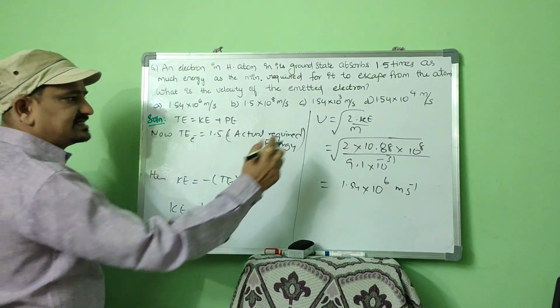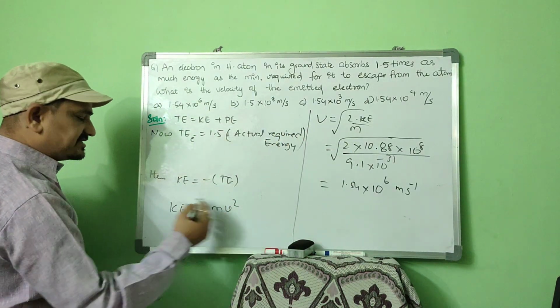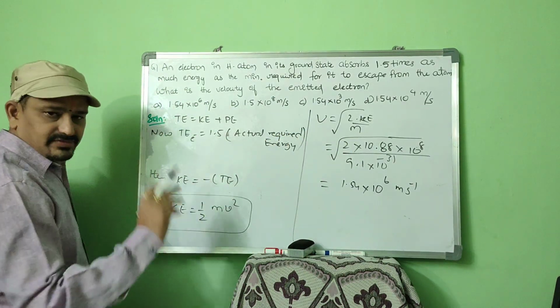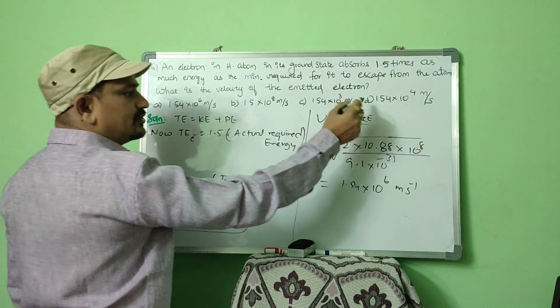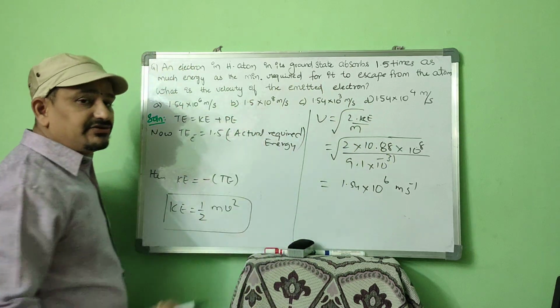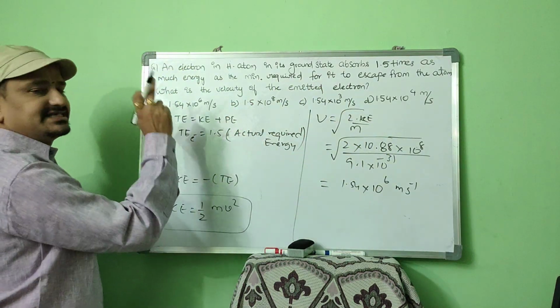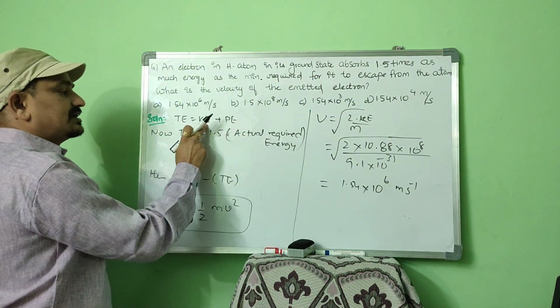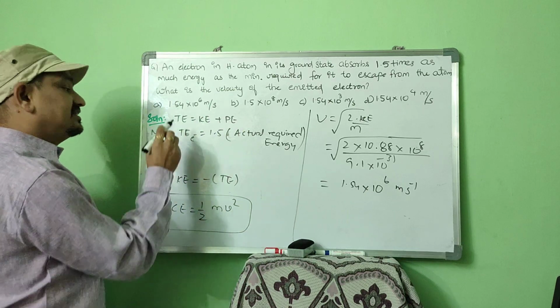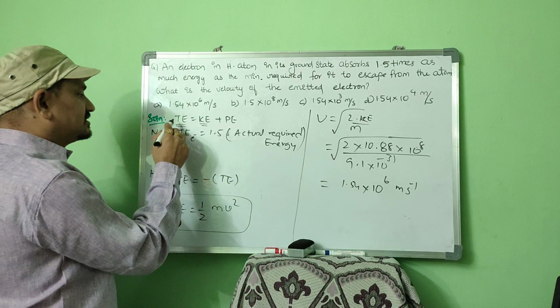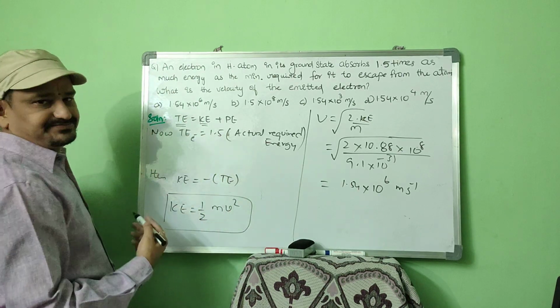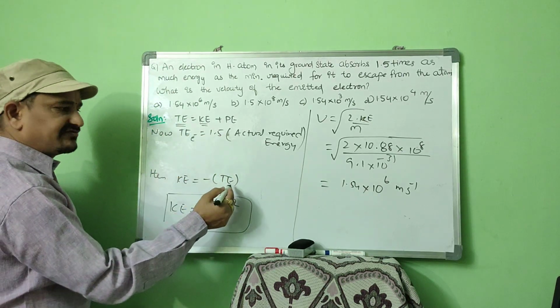So for velocity, from the kinetic energy formula we can use, this is the best method. Kinetic energy is half mv square, so velocity equals root 2 KE by m. But for this, we need to find the kinetic energy. This is the shortcut. We have total energy equal to kinetic energy plus potential energy. If you know the total energy, obviously you can find the kinetic energy, because kinetic energy is minus of total energy.